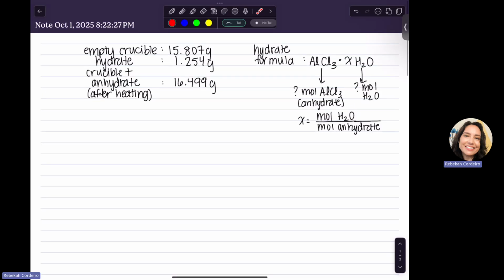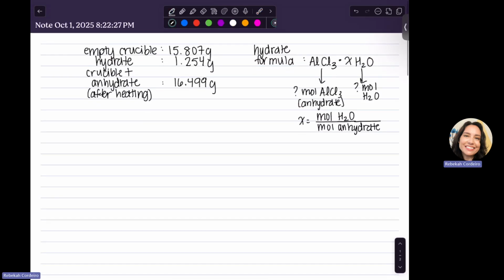So the goal here is to find two things. We need to find the mole of the anhydrate, aluminum chloride, and the mole of the water. And then I'll take the mole of the water, put it over the mole of the anhydrate. That'll hopefully give me somewhat close to a whole number that I can put there for a ratio. So let's dive in. First, we're going to try to find the mole of the water.